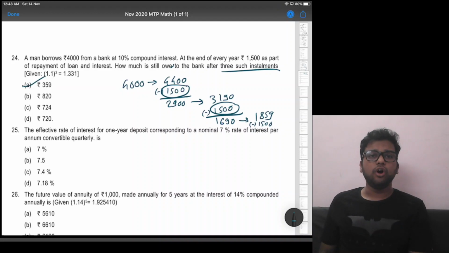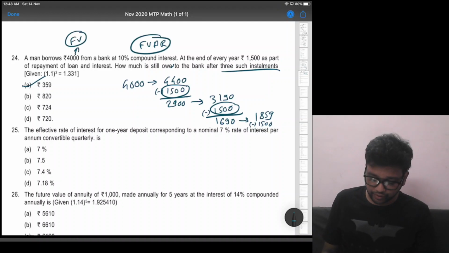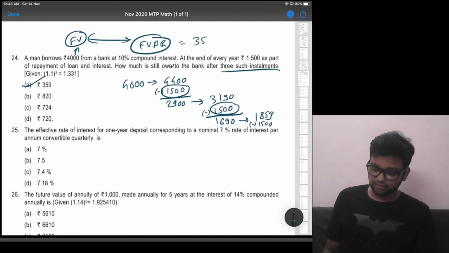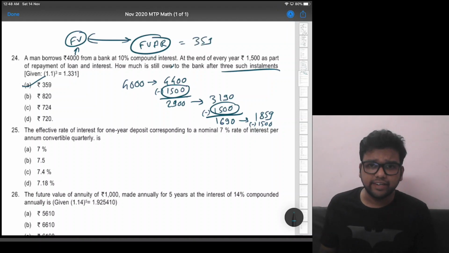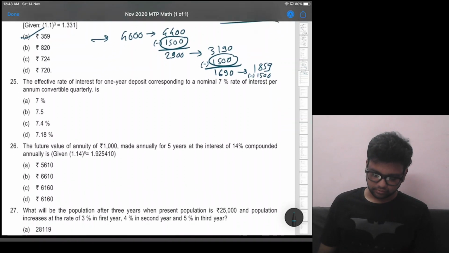Okay. Or what you can use is, you can use future value of annuity regular, but you have to remember that this also has to be taken to future value then, and this future value and future value of annuity, difference between that will be 359. Okay, but that is slightly complicated. This one is easier. Fine.